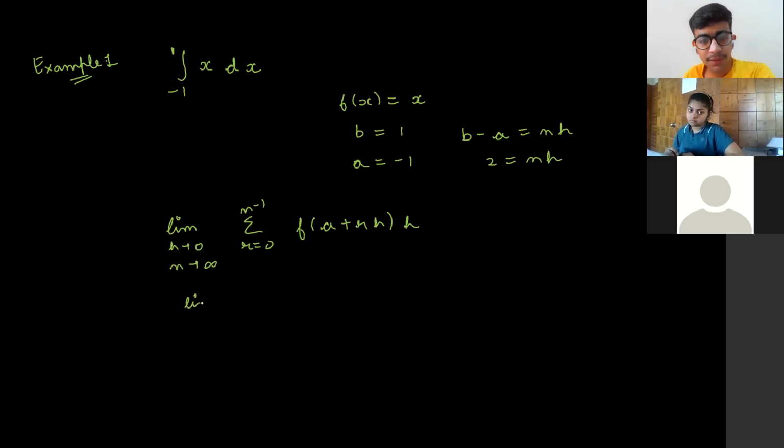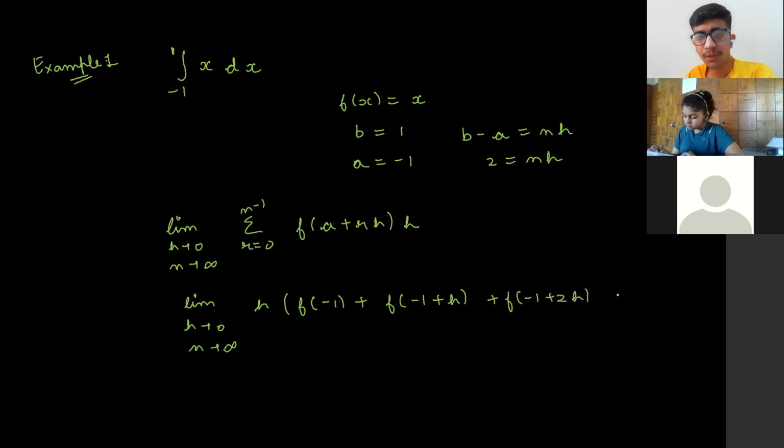सो ये हो जाएगा लिमिट h टेंडिंग टू 0. लेट्स ओपन दी समेशन. h पे डिपेंड नहीं कर रहा है तो इट विल बी h times f of a. So that will be f of minus 1, f of minus 1 plus f of minus 1 plus h plus f of minus 1 plus 2h, so and so forth till f of minus 1 plus n minus 1 h. इस स्टेप तक बताओ किसी को कोई डाउट हो तो.